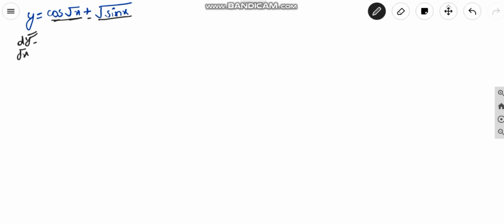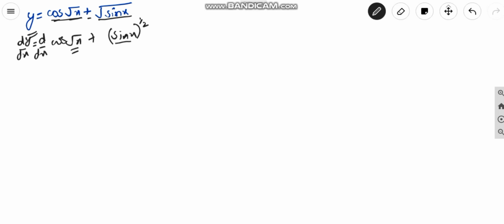dy by dx equals d by dx of cos square root x, and you can write the second term as sin x whole power 1 by 2. You cannot write it as cos square root x, because the square root is only on the angle, but here the square root is on the whole function.